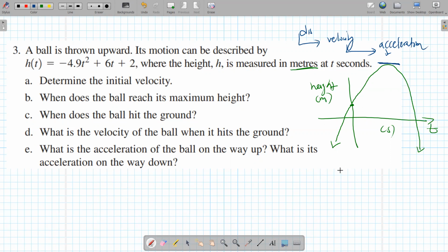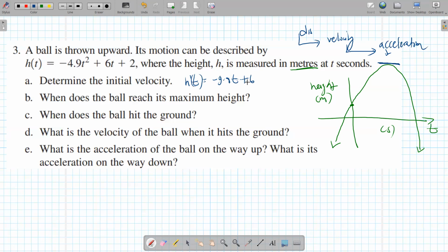So determine the initial velocity. What do we do? They've given us, again, height is a displacement function. Keep that in mind. Anything lengthwise, it's going to be a displacement function. How do we go about doing A? You find the derivative. Well, what would that be? So h prime of t would be negative 9.8t plus 6, right?